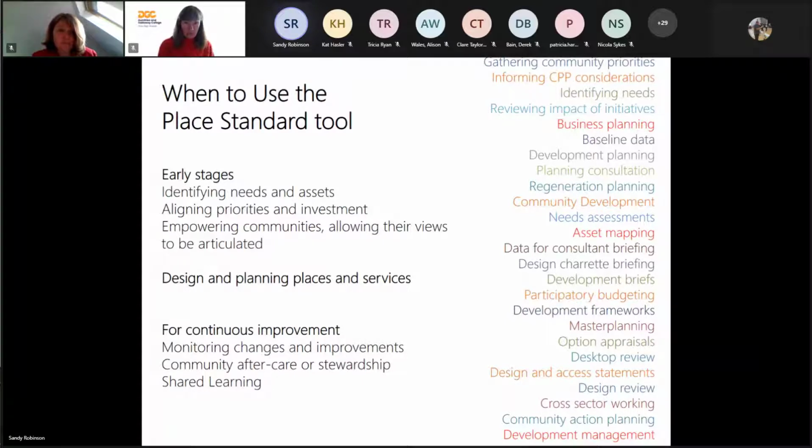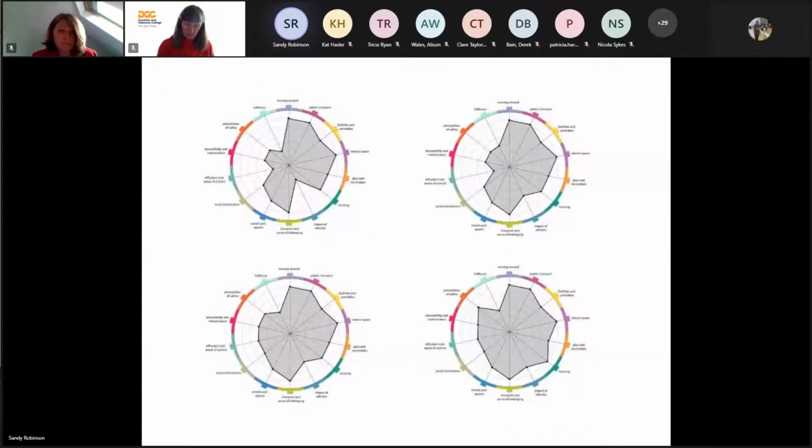But the tool itself is merely about getting people talking about the right types of issues. It's not about trying to fill that diagram with the shaded area. The tool really is about trying to plot improvement. So you can take a baseline assessment, and then over time you could reassess and establish whether the improvements in the areas where you are targeting action are having an impact or not.